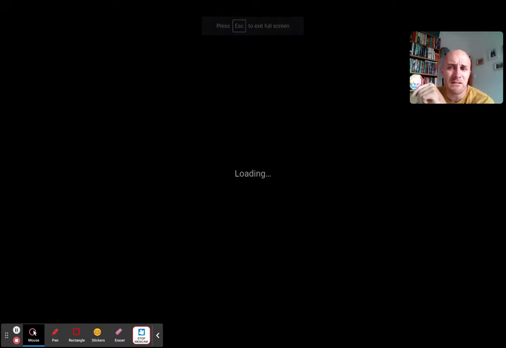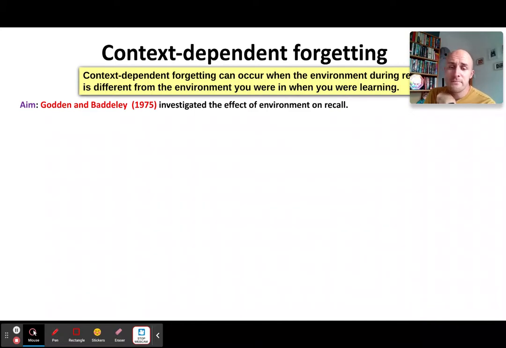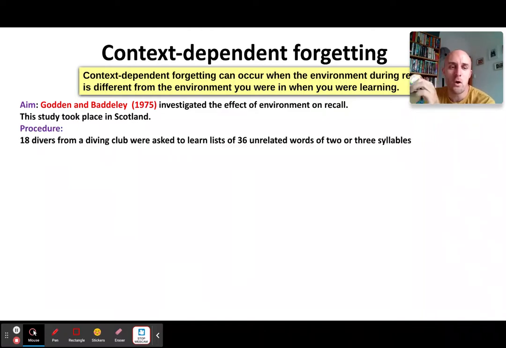And the main piece of research you need to know here is Godden and Baddeley. So Godden has got 2 Ds in it. Baddeley has got 2 Ds in it, but Diver only has 1. And this is about 18 divers in a diving club. So they were asked to learn 36 unrelated words. And again, this isn't named in the spec, but you absolutely do need to know about Godden and Baddeley.